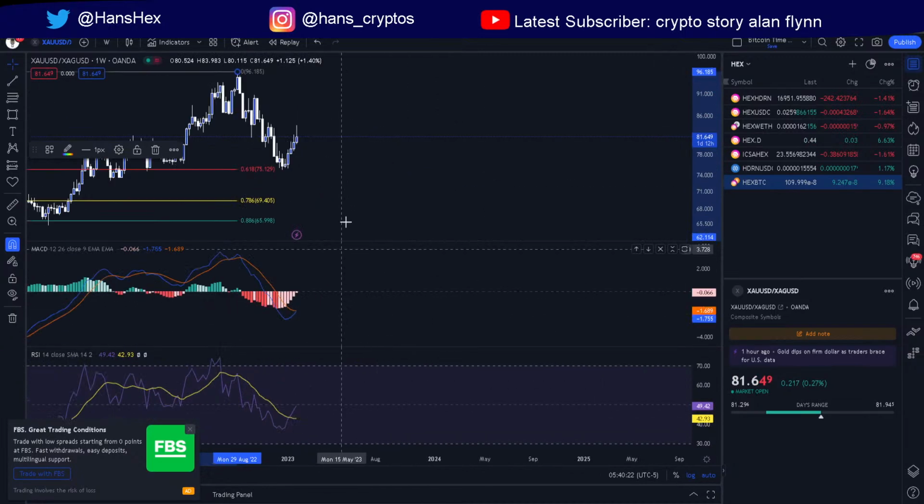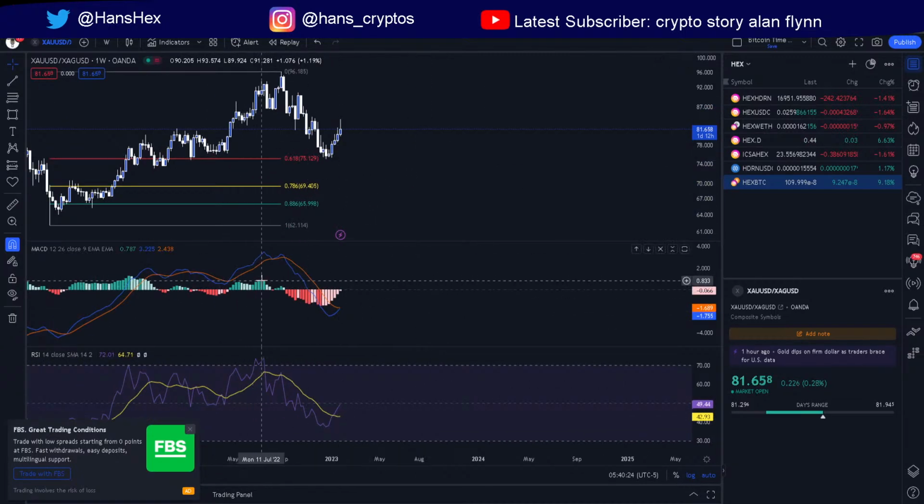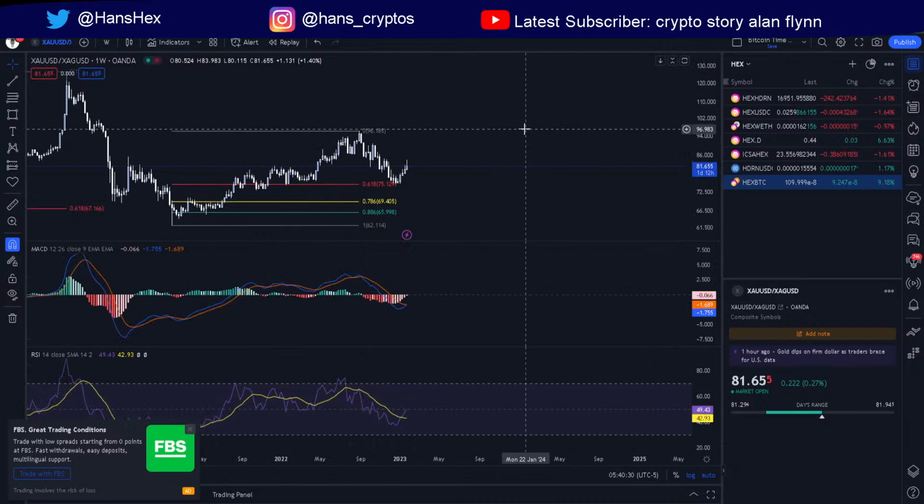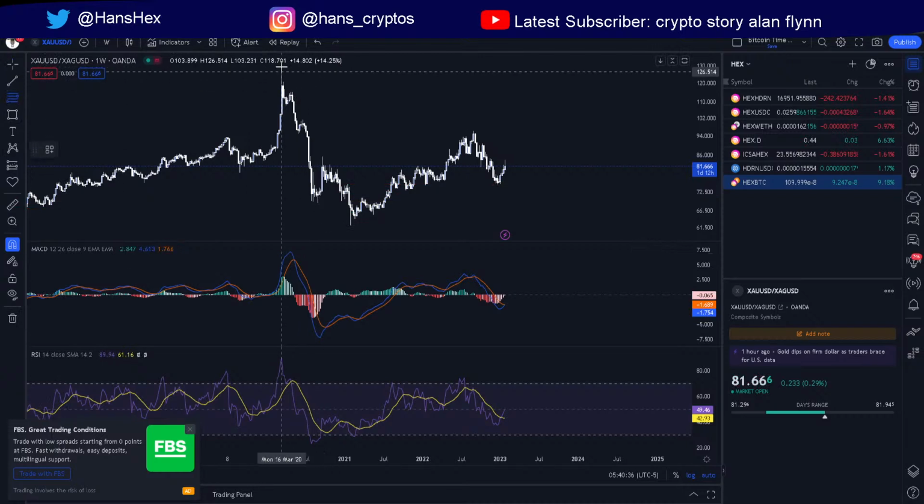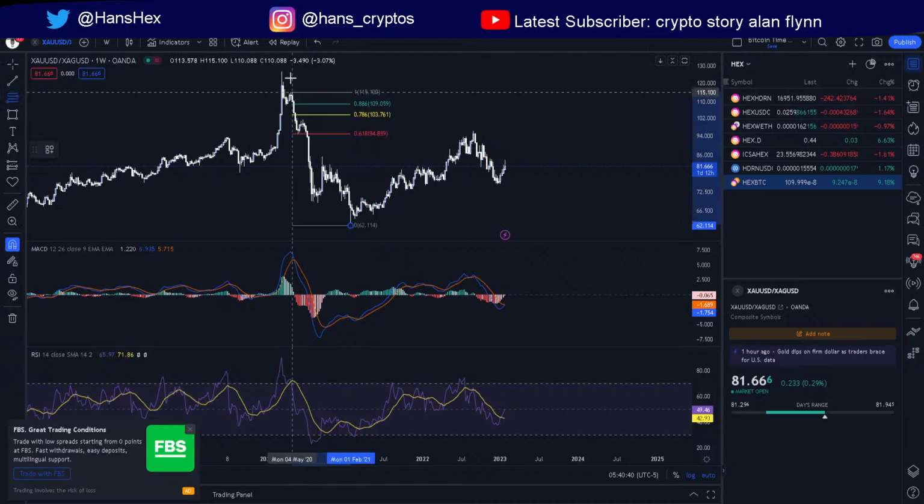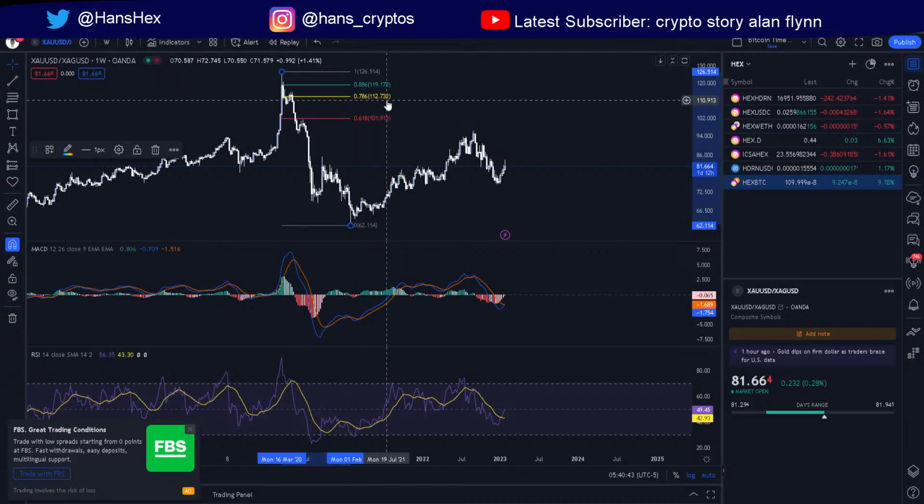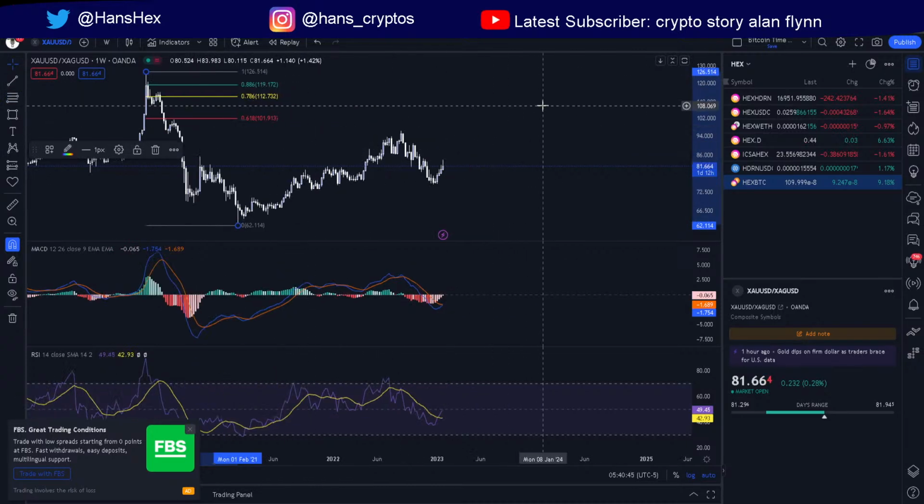We can then look for divergences. No divergences yet. The RSI has a lot more room to go. So definitely silver to outperform gold in the next few years or months. I mean, resistance is all the way up here, so definitely a lot more room for silver to outperform. Yeah, so there you have it. I hope that was interesting.